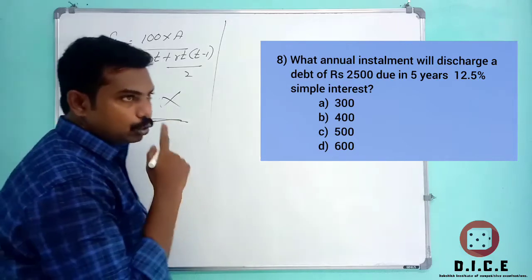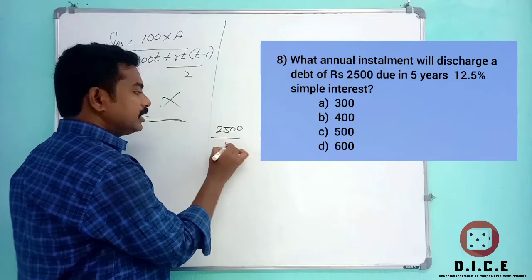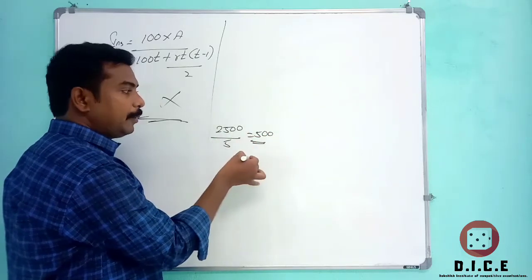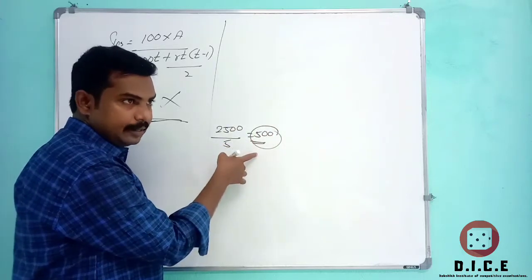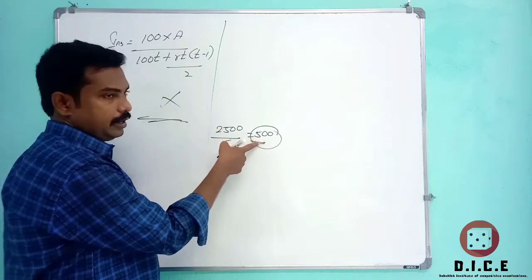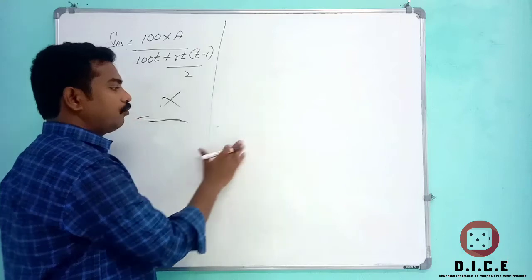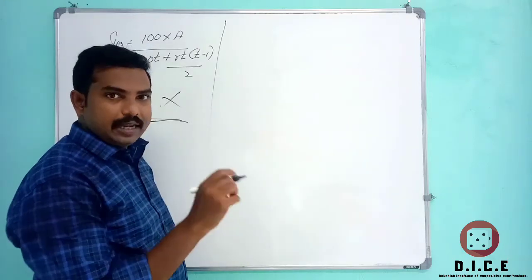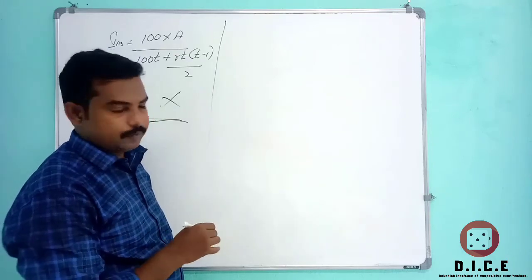Now if you simply go through the options, if you divide 2,500 by 5 years, that is 500. So your installment should be less than this figure, not directly 500. This installment figure should be less than 500. Now if you see the options, that is 300, 400, 500 and so on. Now let us consider 300 as your option.